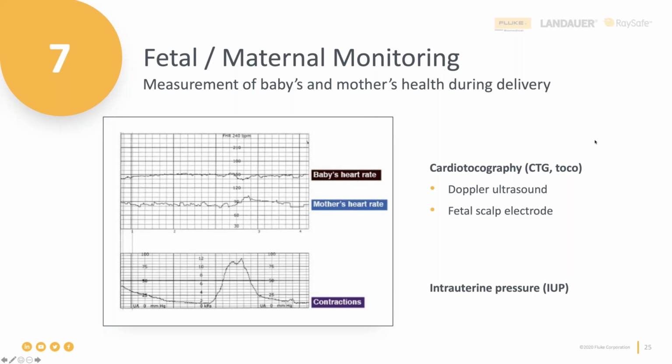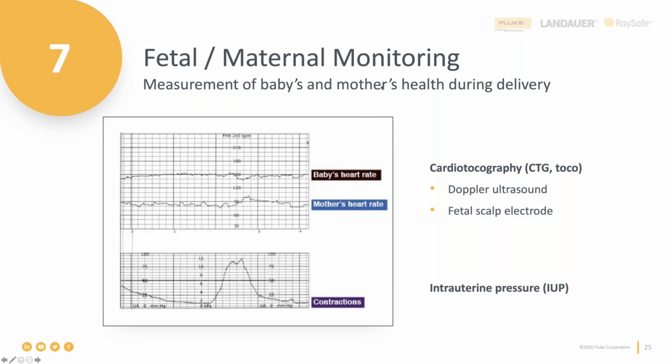IUP measures the direct pressure inside the uterus. So again, this touches on the invasive versus non-invasive. And this helps detect contractions. And TOCO is an indirect measure, right? It takes the tension of the abdominal wall of the mother and then infers an intrauterine pressure. Medicine is always moving towards more non-invasive measures, so this is an interesting application of that as well.